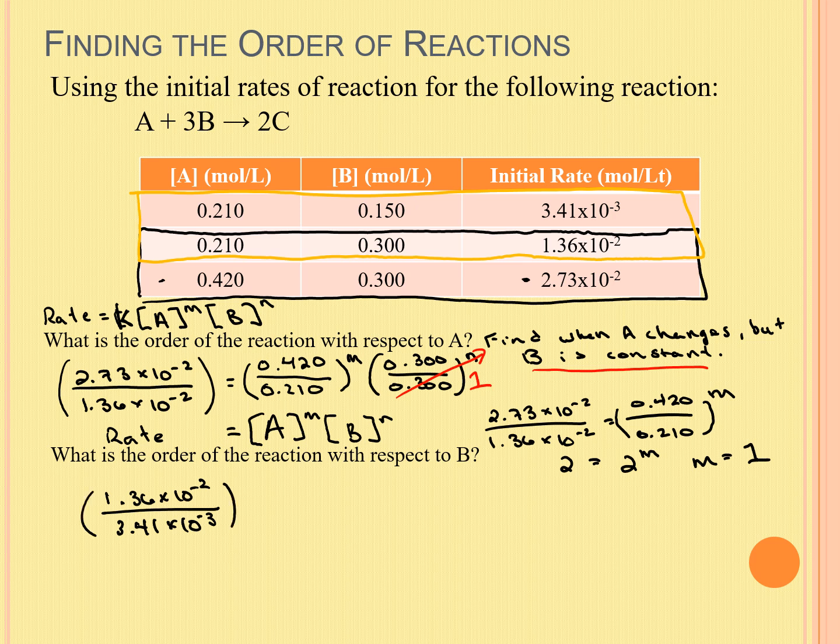Again, you can write the smaller value on top of the bigger one. I just do it this way because I usually end up with whole numbers, and that's a heck of a lot easier to work with. That is equal to 0.300 divided by 0.150 raised to some power n. So this is 4 is equal to 2 raised to some power n. And so n is equal to 2 in this case. Note that the coefficient for B was 3, not 2. You can't just use the coefficients. You actually have to work these out to solve for them.